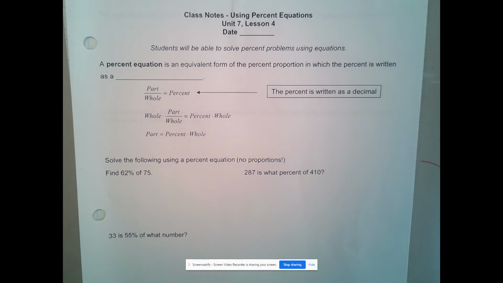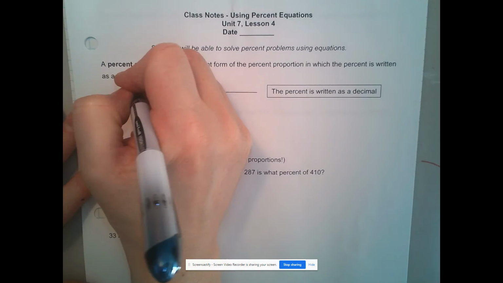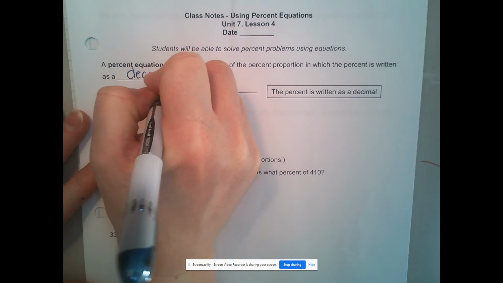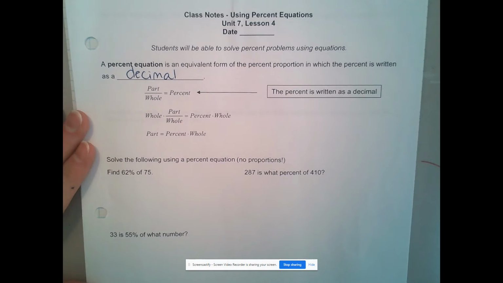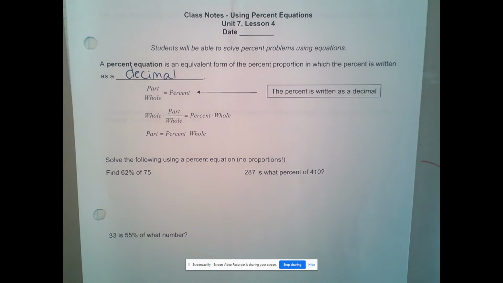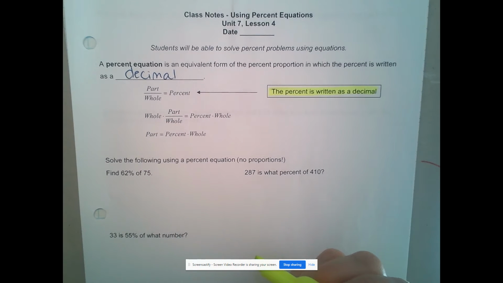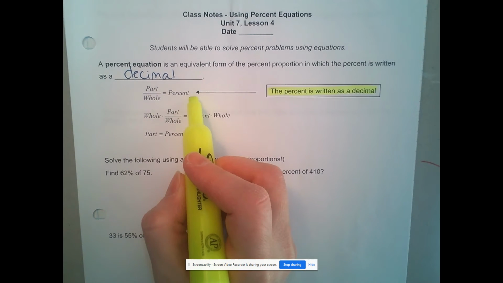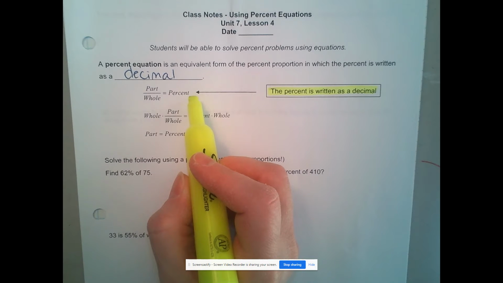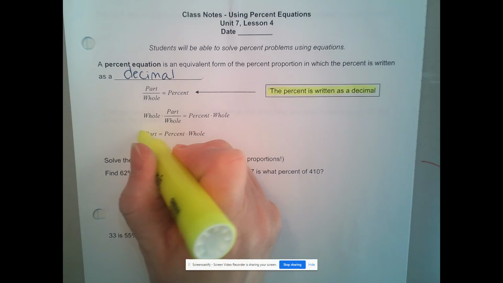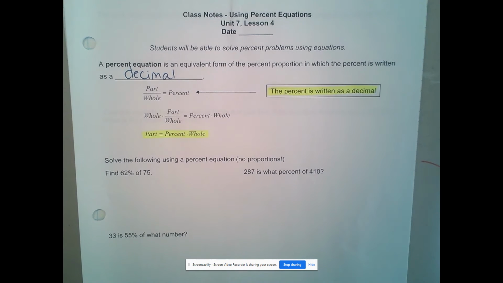A percent equation is an equivalent form of the percent proportion in which the percent is written as a decimal. And this is going to be the big make or break when we are doing percent equations. The biggest, most important thing is the fact that the percent has to be written as a decimal in order to use this method. Okay, so anytime you do part over whole, it's worth the percent in decimal form. You can also say that the part is equal to the percent multiplied by the whole.